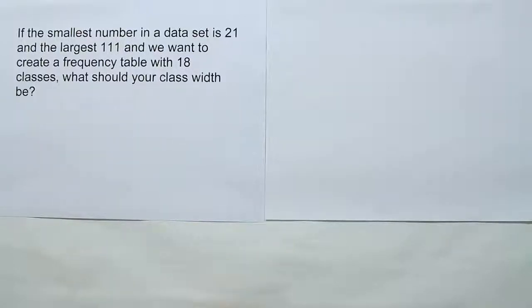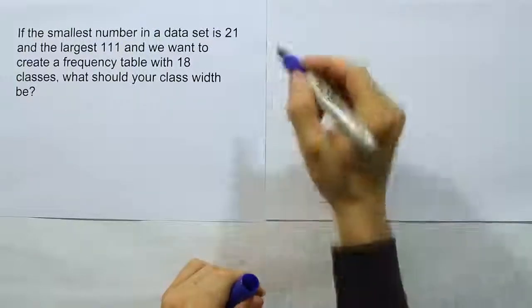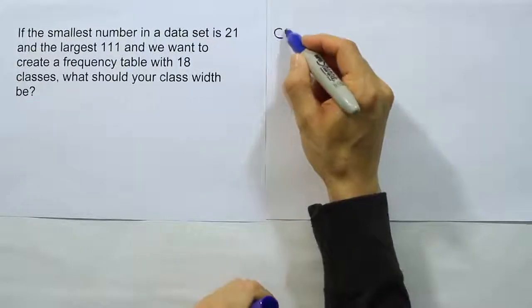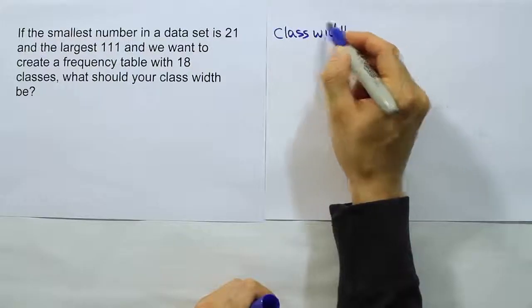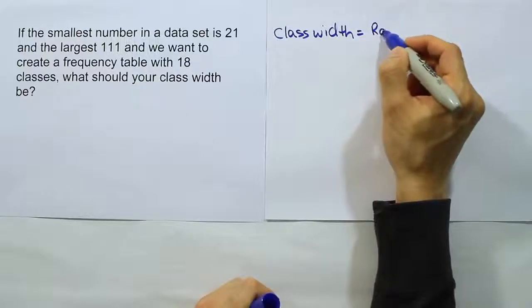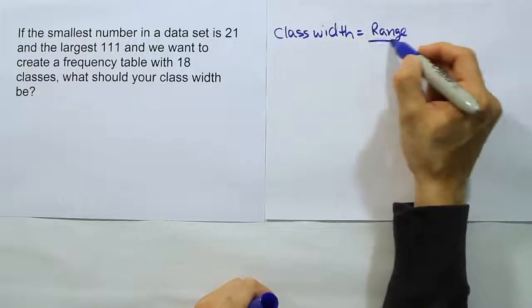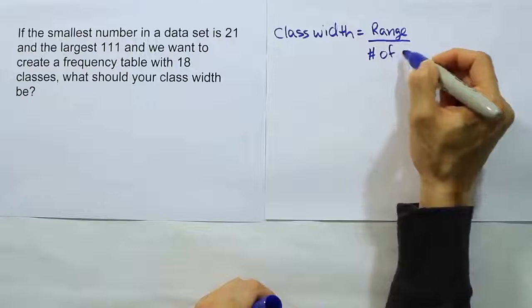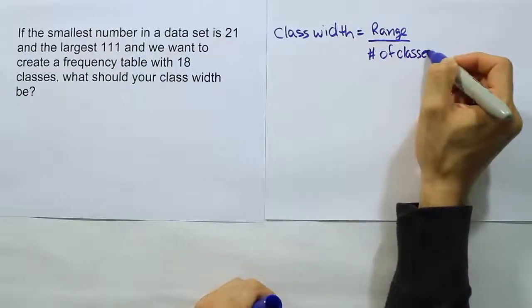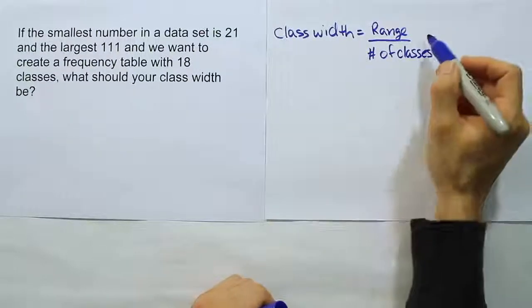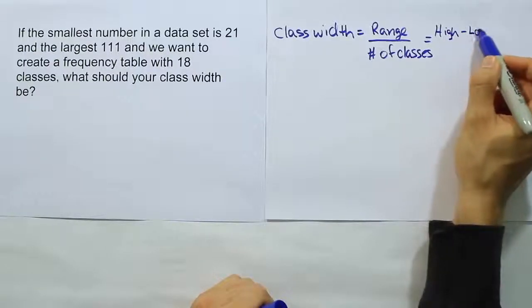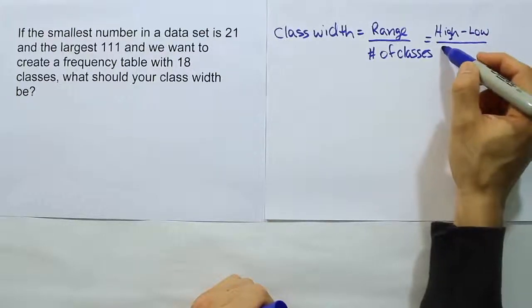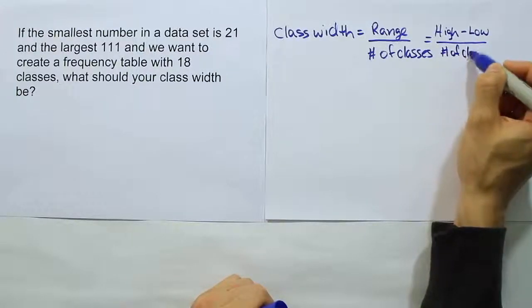All right, the procedure in this problem is to basically use the following formula. The formula for class width is that class width is equal to the range divided by the number of classes. So that's your class width. The range is the highest number in the data set minus the lowest number in the data set. Again, you'll divide that by the number of classes.